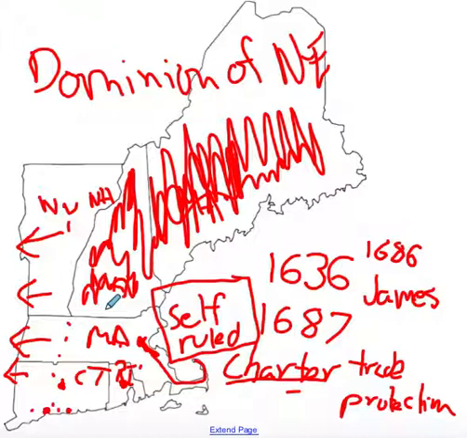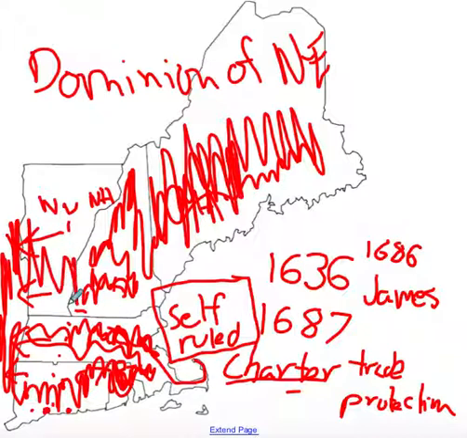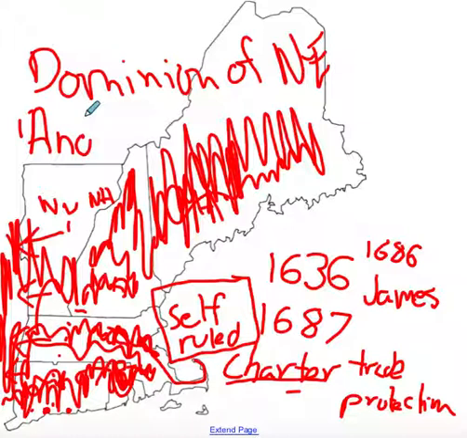All of New Hampshire, all of Massachusetts, all of Rhode Island, all of Connecticut, all of New York, all of New Jersey and Pennsylvania. And these were all going to be governed by one person, and I can't remember what his title was. Maybe I'll remember it in a second. But he was going to be a governor, and his last name was Andros, and he was royally appointed. He was appointed by King James.